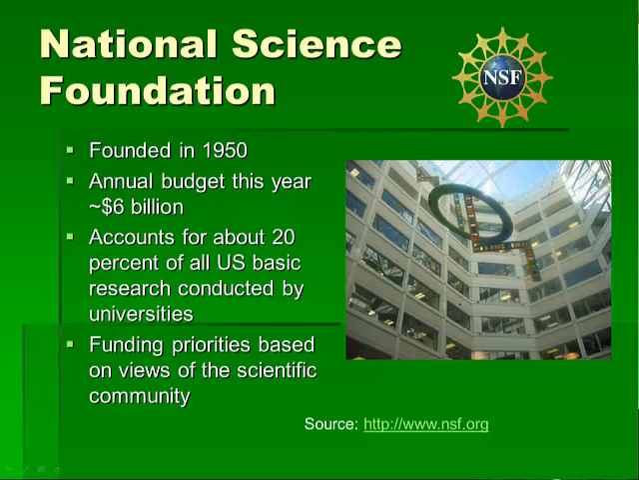The National Science Foundation was founded in 1950. Its annual budget, roughly $6-7 billion a year, accounts for about 20% of all U.S. basic research conducted by universities. The funding priorities are based on views of the scientific community.